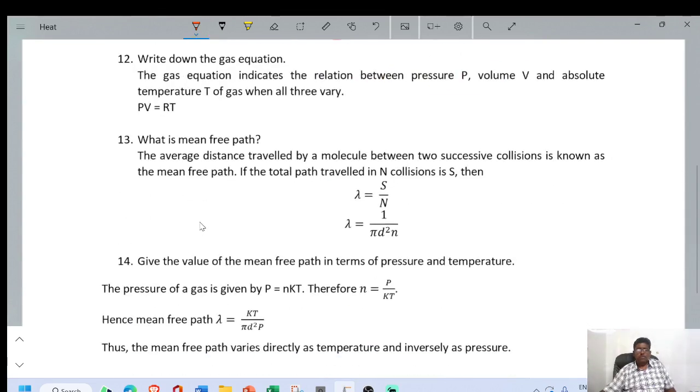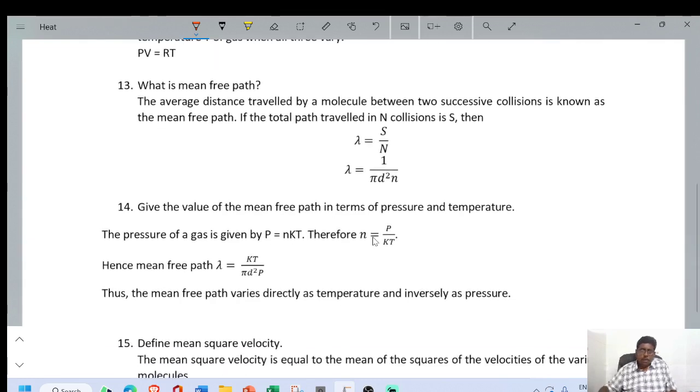What is mean free path? The average distance travelled by a molecule between two successive collisions is known as mean free path. Suppose S is the total path covered by a molecule among a number of collisions, then mean free path lambda equal to S by N. This is the formula for mean free path. Lambda equal to 1 divided by pi d square N.